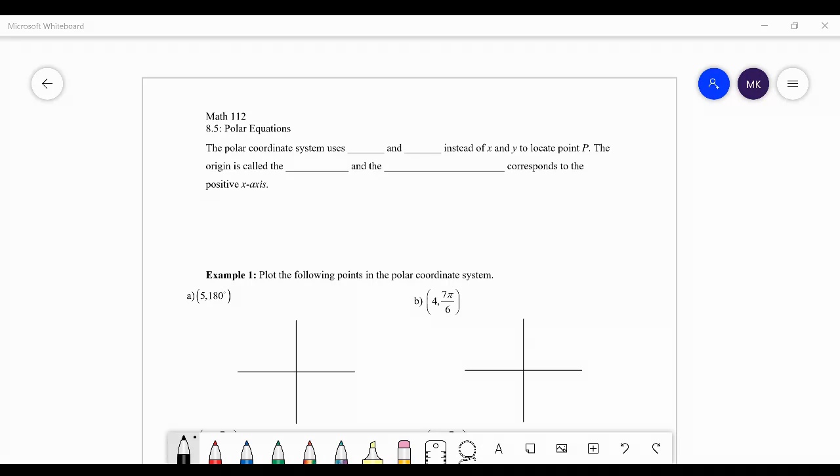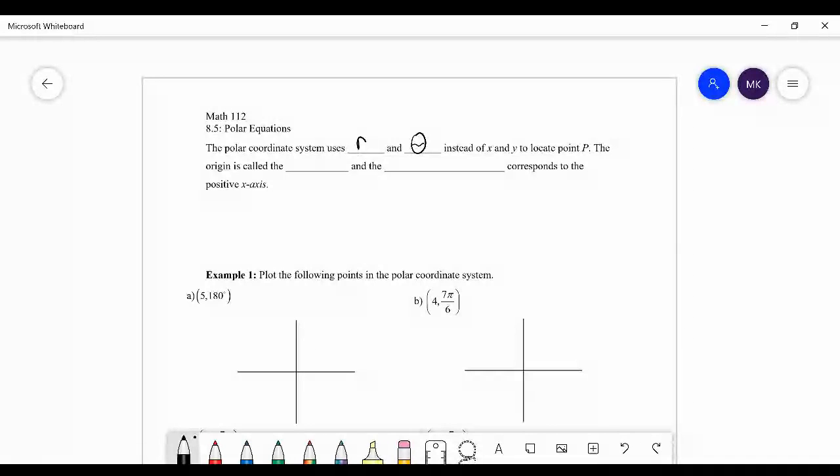The polar equation system is similar to the rectangular in that it only has an input and an output, but our inputs and outputs are different. First, let's talk about what it uses. It uses the letters r and the Greek letter theta instead of x and y to locate a singular point P. What we have to first do is differentiate the way we talk about the axes as well as the whole grid system.